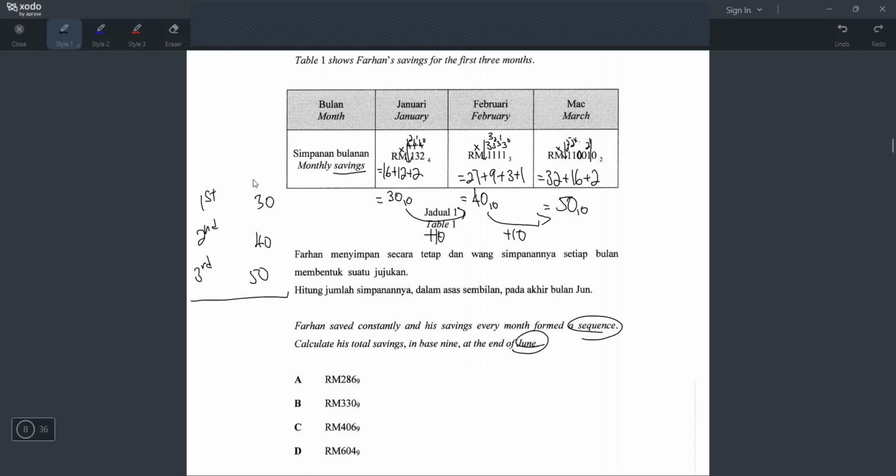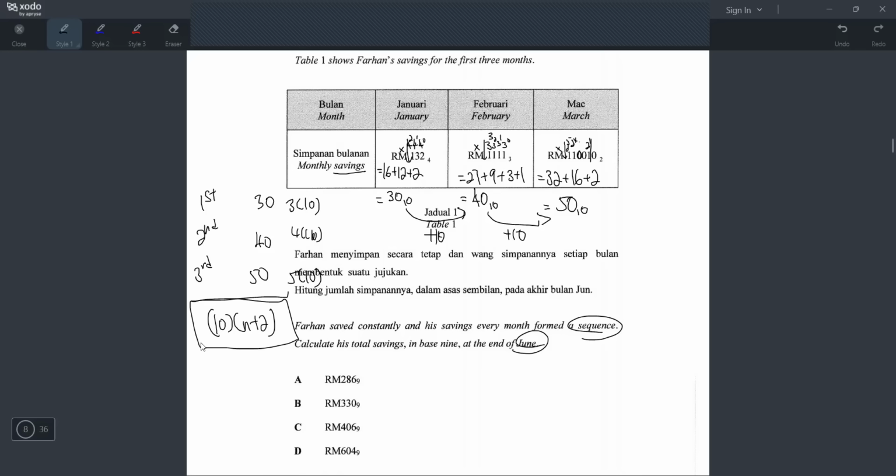So if you want to make it a formula, 30, 40, 50, we all know that 30 is actually 3 times 10. Do you agree? 3 times 10. Okay. But let me think. Is there any other way? Okay. If I write 3 times 10, this will be 4 times 10. This will be 5 times 10, right? So if everything is times 10, when we generalize, I will also times 10. But then the 3, 4, 5, it has to be 1 plus 2, 2 plus 2, 3 plus 2. So it will be 10 bracket n plus 2. When we generalize, this is the formula that we will use.